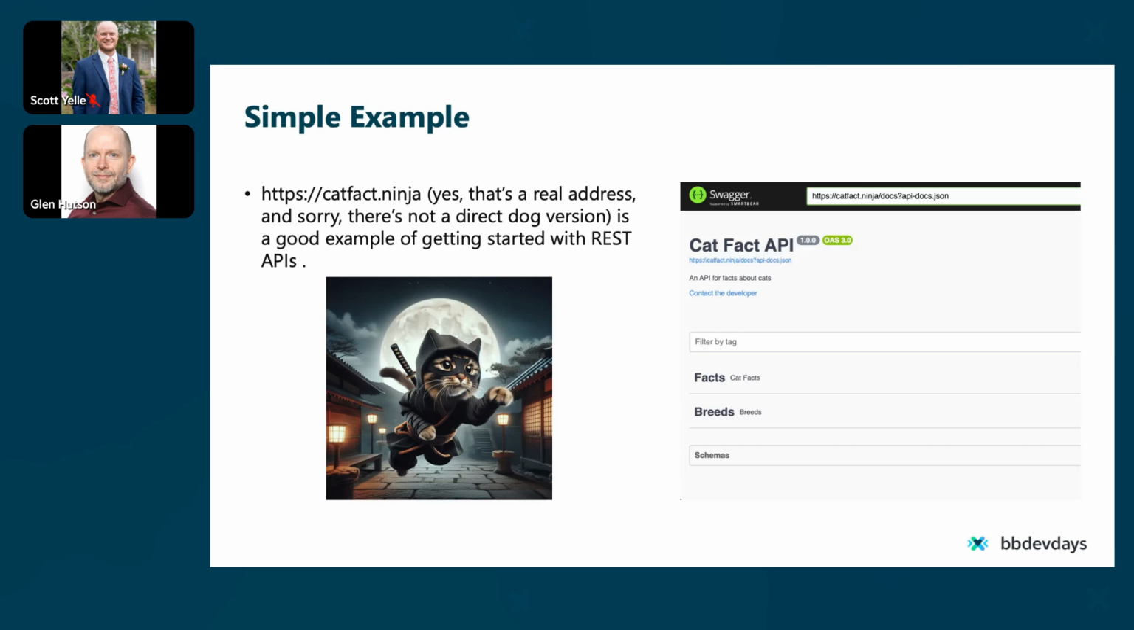We're going to start with a simple example. We're going to talk about a website called catfact.ninja. Yes, that's a real address. We'll get there in just a second. It's one of the common examples of people working with APIs for the first time. If you've Googled APIs, chances are this has popped up. In full transparency, I'm not that type of artist. That came from AI that I asked, show me a cat dressed up as a ninja. I think it works. But this is going to be a good example of getting started with REST API.